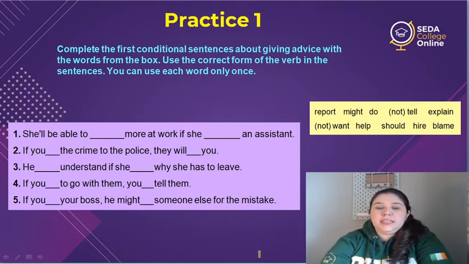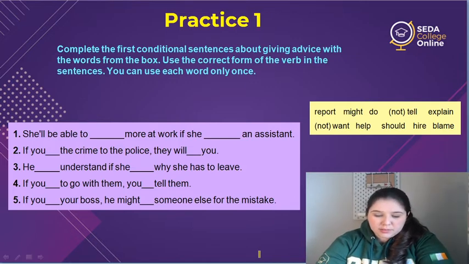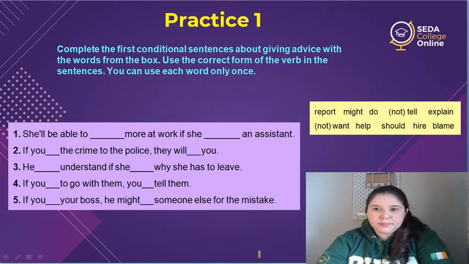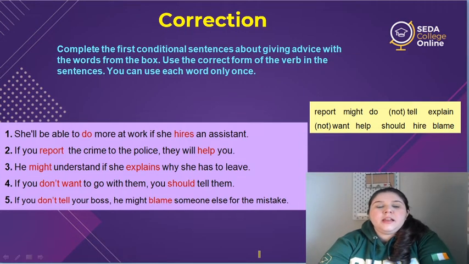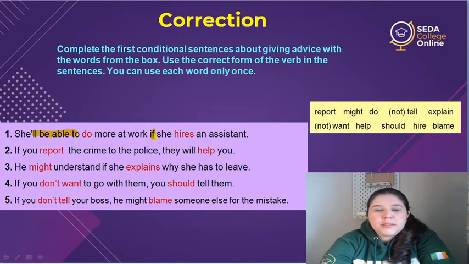So pay attention if it's the if clause, if it's the consequence, if it's the main clause. All right, can we check together? Yeah, let's see. She will be able to do more at work if she hires an assistant. So here we have the future will be able to, and the if clause with the present simple.